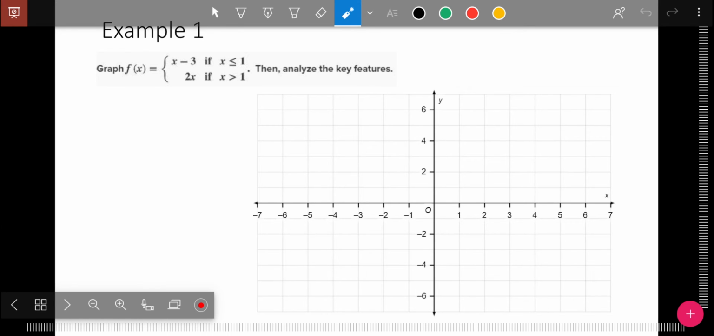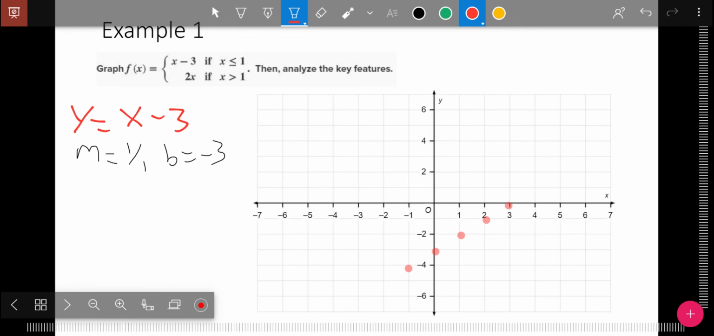And so I'm going to graph the top one, x minus 3, first. And then I'll talk about 2x. So x minus 3 really is just saying y equals x minus 3. And so I know my m is 1/1 and my b is -3. So I'm going to start here at -3. I'm going to go up 1/1, up 1/1, up 1/1, or down 1, back 1, down 1, back 1. And I want to draw it in nice and light.